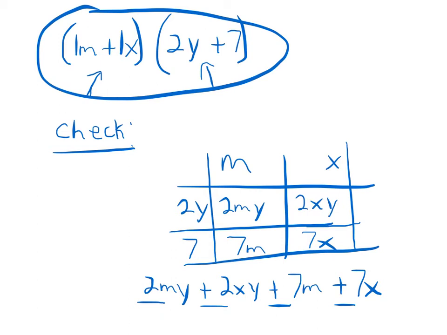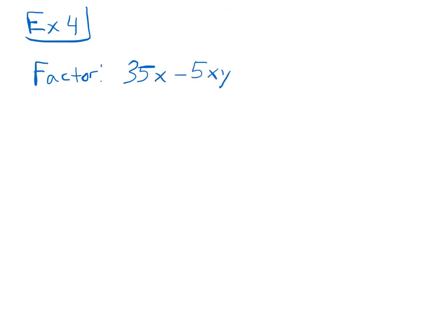Okay, let's do, I think, one more example. So this is example 4. If it says to factor something like 35x minus 5xy plus 3y minus 21. Okay.